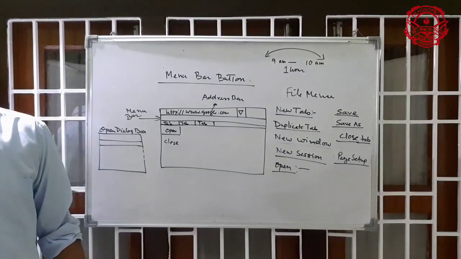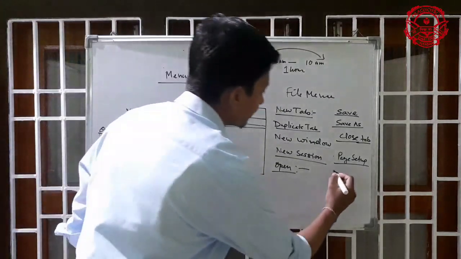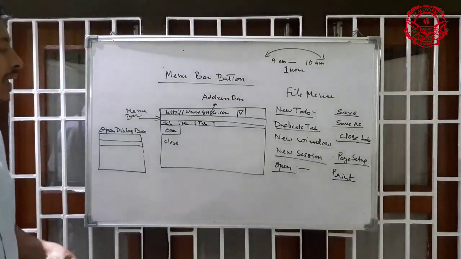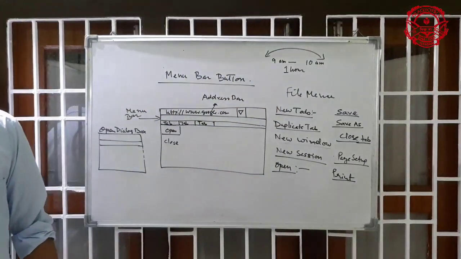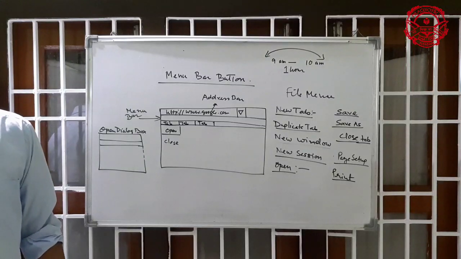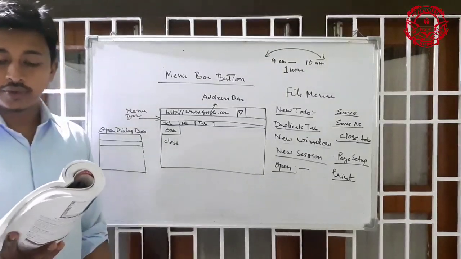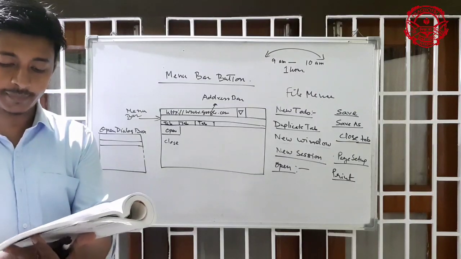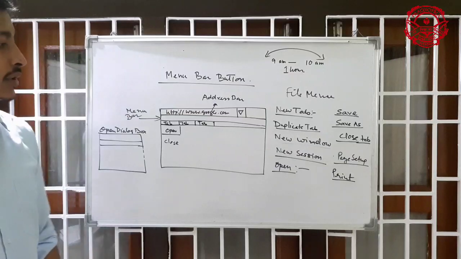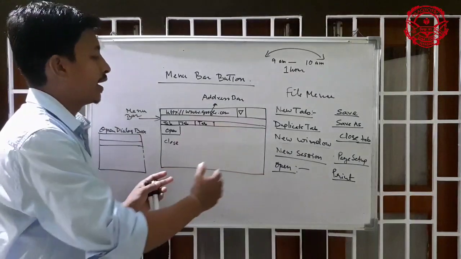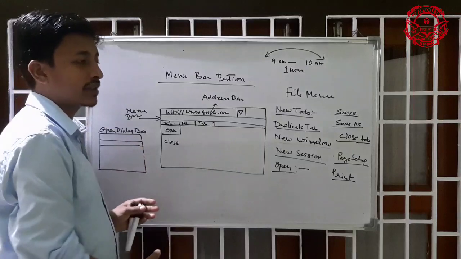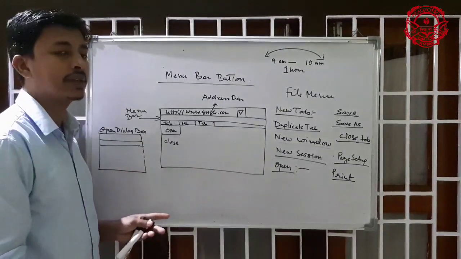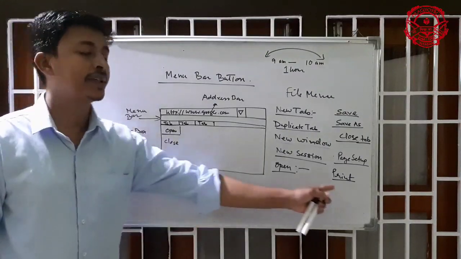Now next is print. Print means you can print the current document. You can see here it allows the user to print a document with the settings made using the page setup options. The print option is used to print web pages, any website. If you like the content of a web page, you can print it with the help of the print option.